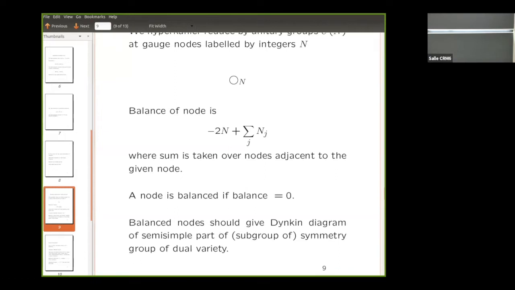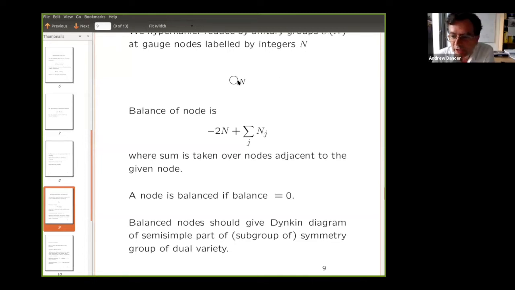Andrew, we have a question. Hang on. Sure. What's the question? Hi, this is Lorenzo. I want to ask, is there a quick reason to say why the node must be balanced to carry a deformation parameter for the quiver variety?